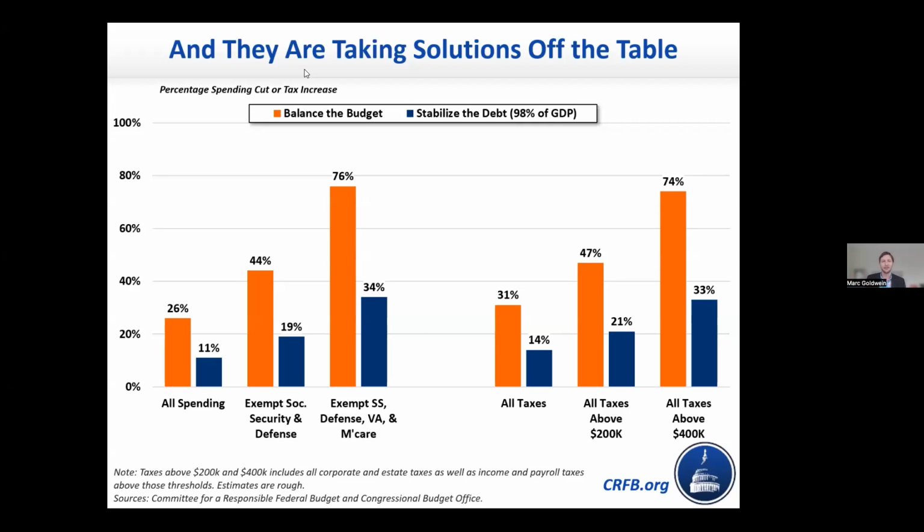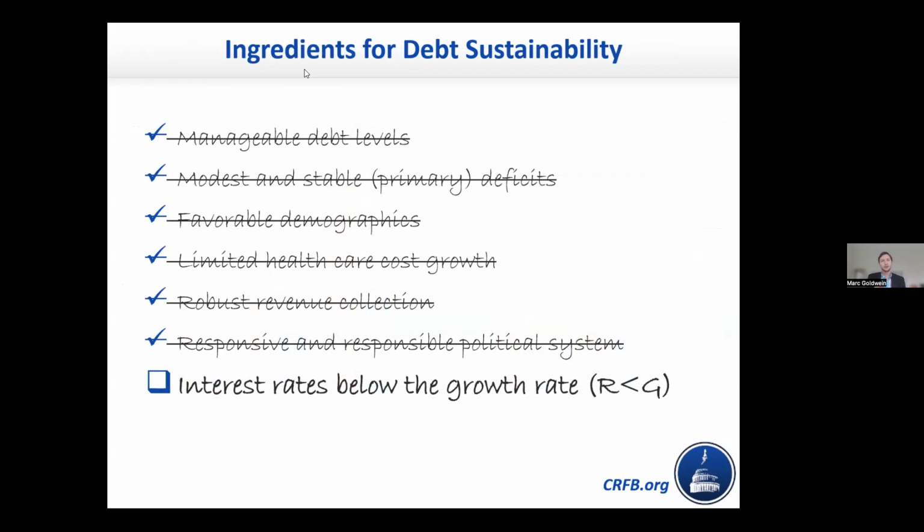You cannot solve this problem by only looking at a small share of the budget or 2% of the population for taxes. It's just not going to work. And yet time and again, we hear our politicians saying they're not going to touch this or they're not going to touch that. Which brings me to my last point. Even with all of these bad things, in theory, we could have a sustainable debt if our interest rate is below the growth rate.